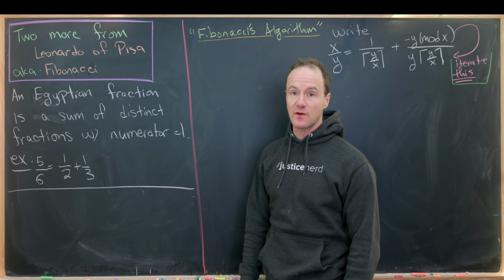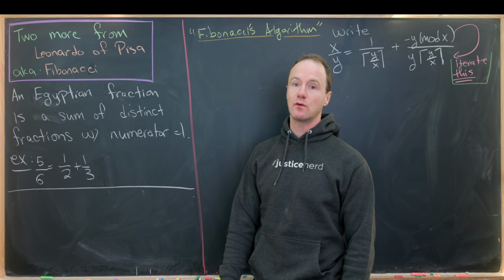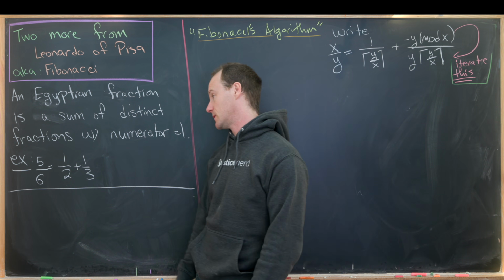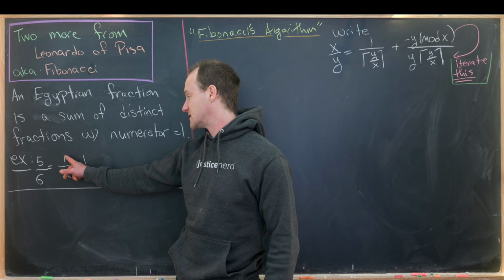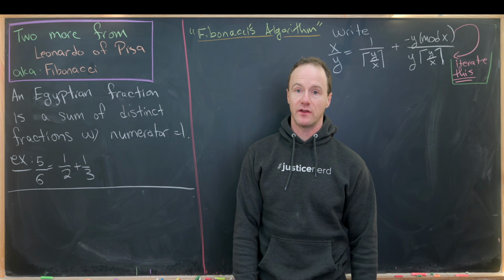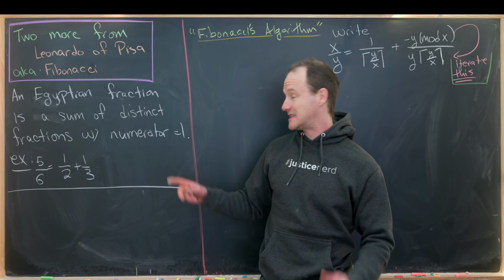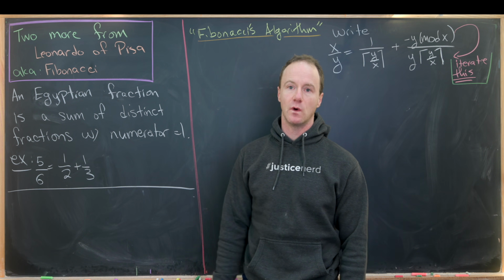So an Egyptian fraction is a sum of distinct fractions with numerator equal to 1. As a very, very simple example, the number 5/6 can be rewritten as 1/2 plus 1/3. That's the sum of two fractions that are distinct and have a unit numerator. In other words, the numerator is equal to 1.